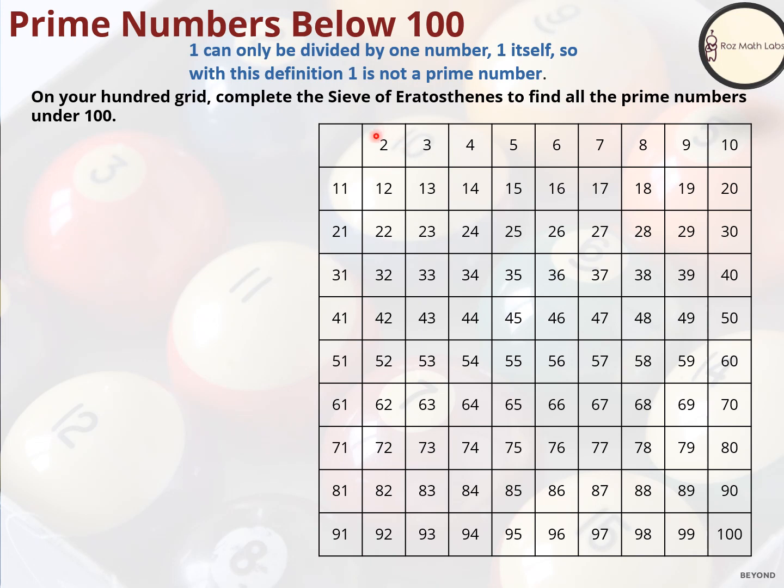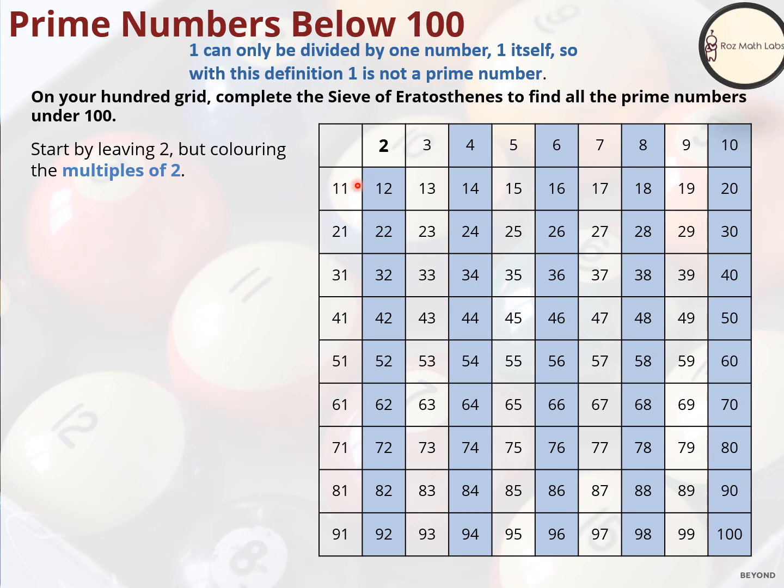We will leave the number 2 and we will color all multiples of 2. Or in other words, we will shade all the even numbers except 2. So all the multiples of 2 are colored in blue. But 2 is not colored as 2 is a prime number.